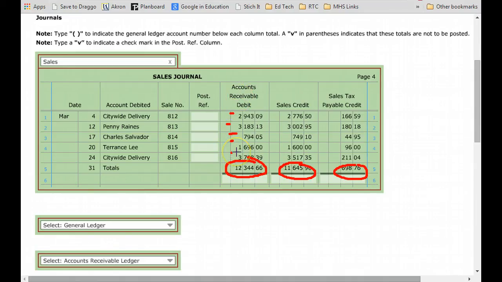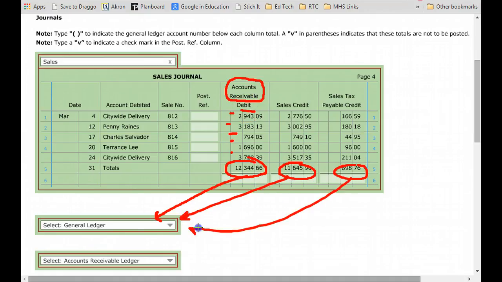What ledger did we put those in? Yeah, the accounts receivable ledger, right? So we put that in the accounts receivable ledger. These totals, we need to not put in the accounts receivable ledger, but what ledger? The general. Okay, so we're going to go right in here, and what account are we looking for? Accounts receivable. Are we going to debit or credit accounts receivable? Debit. Right, so you'll debit accounts receivable. Sales, once again, you'll find in here. Sales tax payable, you'll find in here.